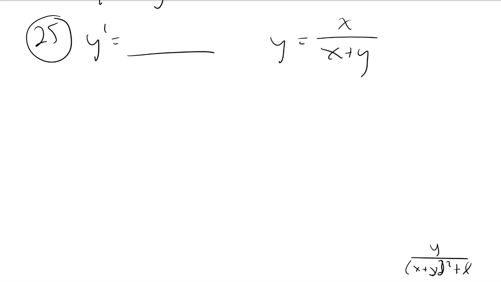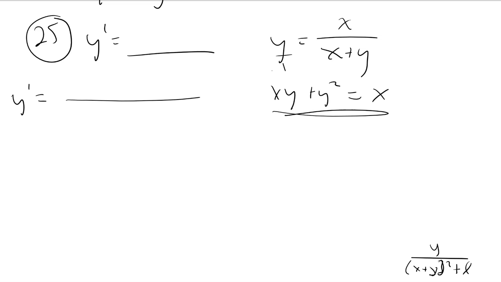Okay, 25 wants us to find the derivative given this function here. One thing you could do, and personally I think this would be a little bit easier, is start off by cross multiplying: y times x plus y, and x times 1, and then work with that if you think it looks better. Did you do it that way, or did you just start with the quotient rule? I just started with the quotient rule. All right, that's what I think most people would do.